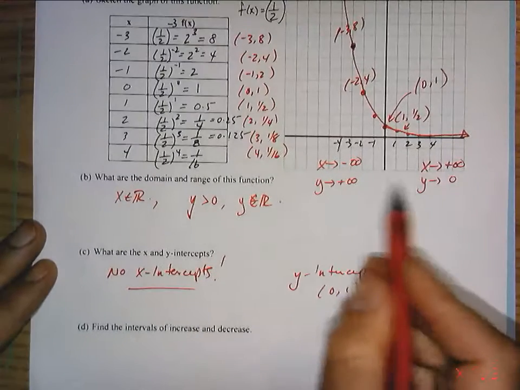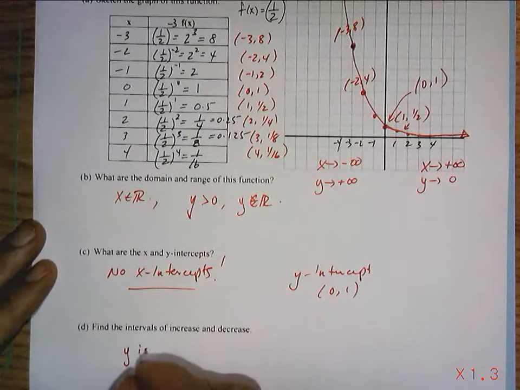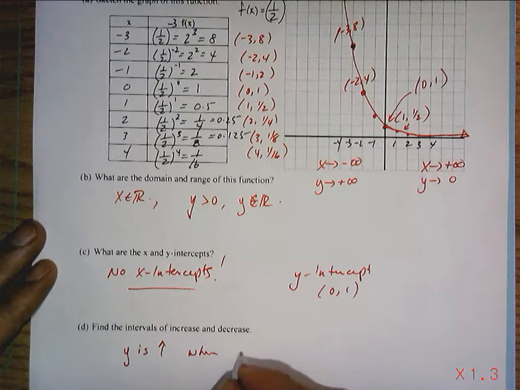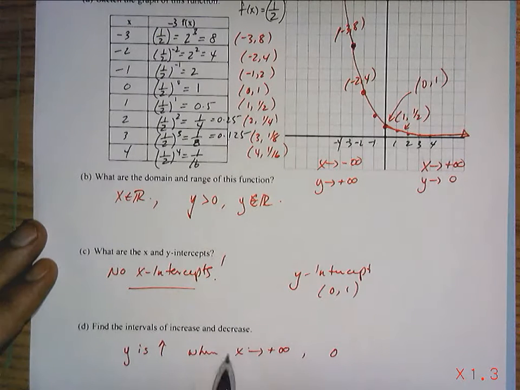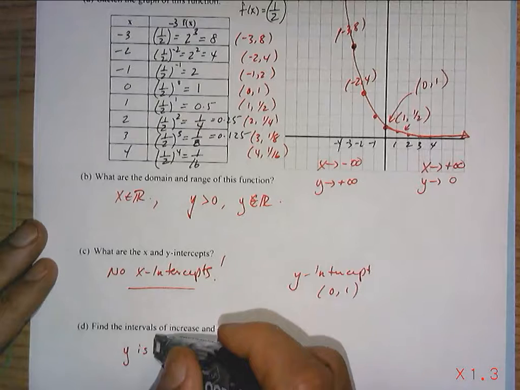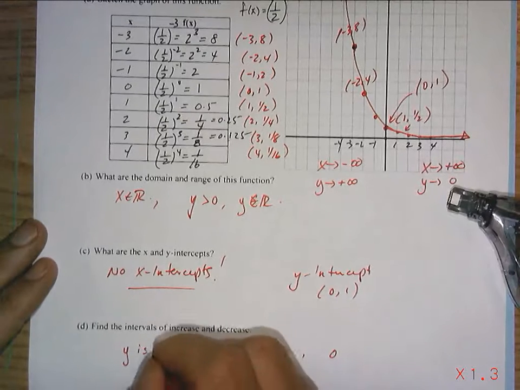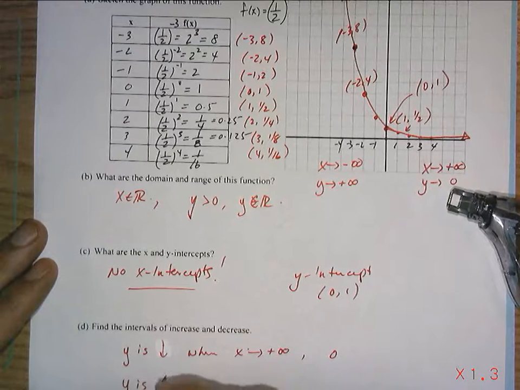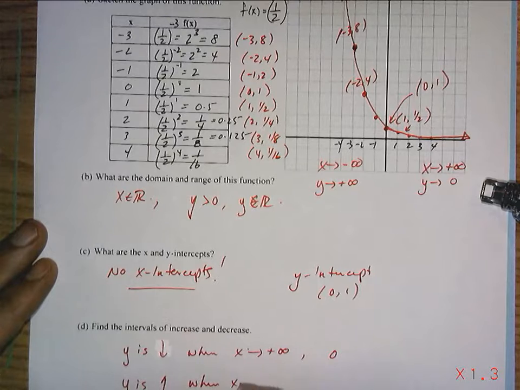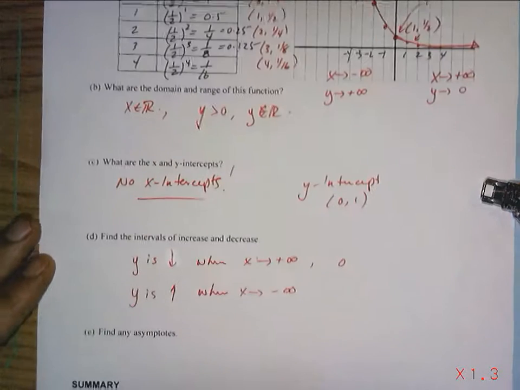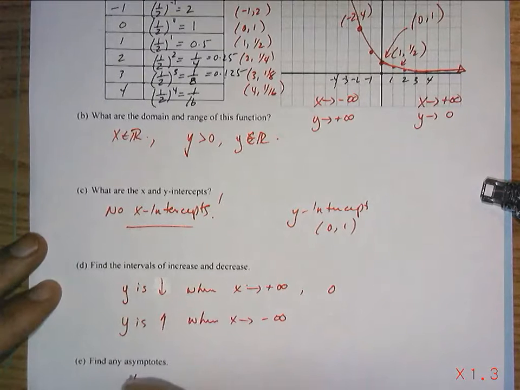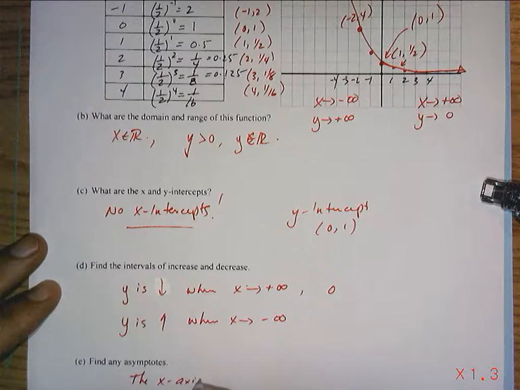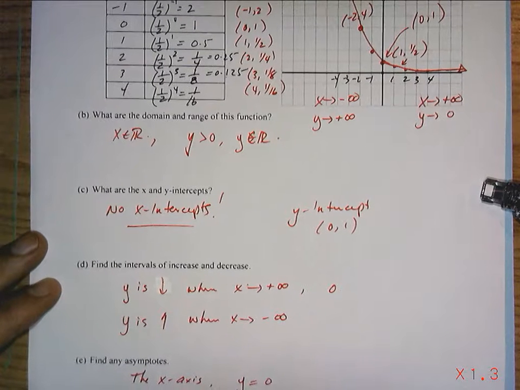Intervals of increase or decrease, that's what we have here. So you can say that y is increasing when x approaches positive infinity. Or, another way to say that, oh no, y is not increasing as x approaches positive infinity. Sorry, y is decreasing. And we say that y is increasing when x is going the opposite direction. Any asymptotes? Well, the asymptote will be the horizontal axis here. So it'll be the x-axis, which, given an equation, is y equals 0.